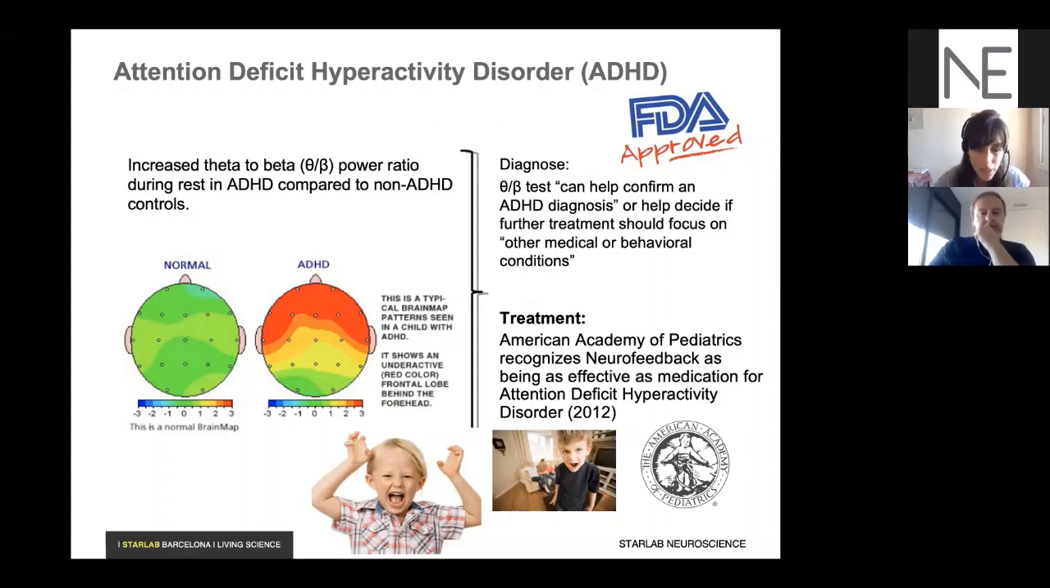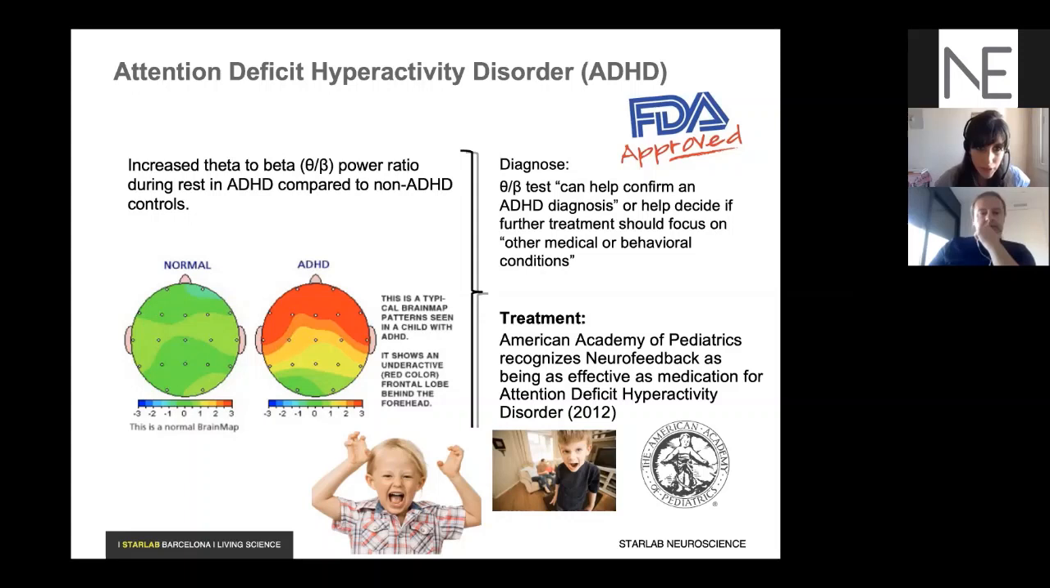So based on the power ratio of the theta to beta bands, significant differences were found between ADHD children compared to age-matched healthy controls in a variety of studies. So finally this metric was approved by the FDA as a metric that can help confirm an ADHD diagnosis.